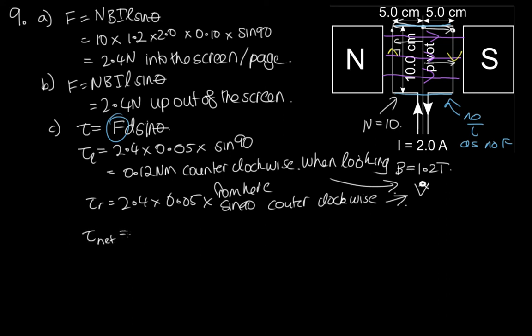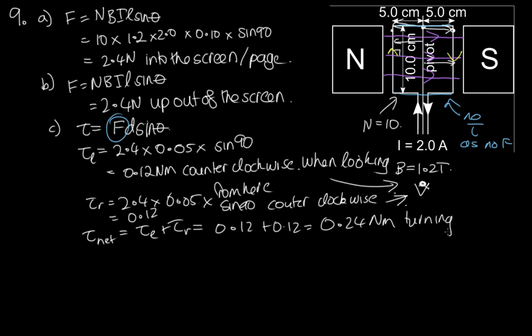So we just need to add these two torques together. So the net torque is equal to tau L plus tau R. Because they're going in the same direction, we add them together. So when we evaluate that, we've got 0.12 plus 0.12, which is equal to 0.24 Newton meters, and it's going to try and get it to turn counterclockwise when we're looking from this direction.